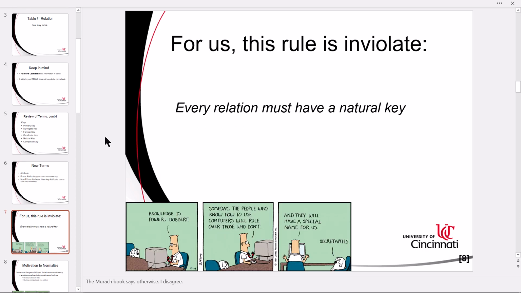We'll also say that every relation has at least one candidate key. And since we're only talking about keys in the problem domain, that will be a natural key. We're not going to worry ourselves with a set of data that cannot be uniquely identified by row.